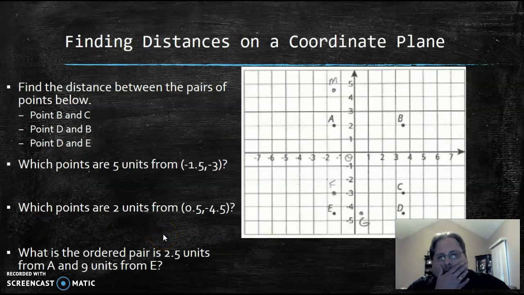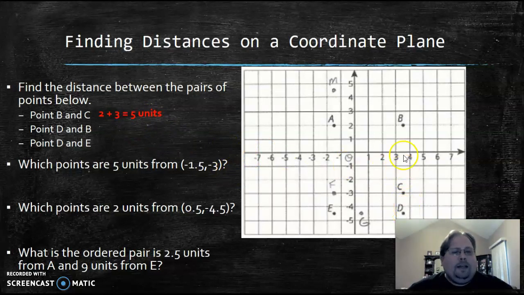Now, looking at our next problem, it says find the distance between the pairs of points below. So point B and point C. These are vertical distances. We're going to look at where they lie on the y-axis to tell us how far apart they are. They're in different quadrants, so B is at positive 2, so it's 2 above the x-axis, and C lines up with negative 3, so it's 3 below. So 2 plus 3 gives us 5 units.